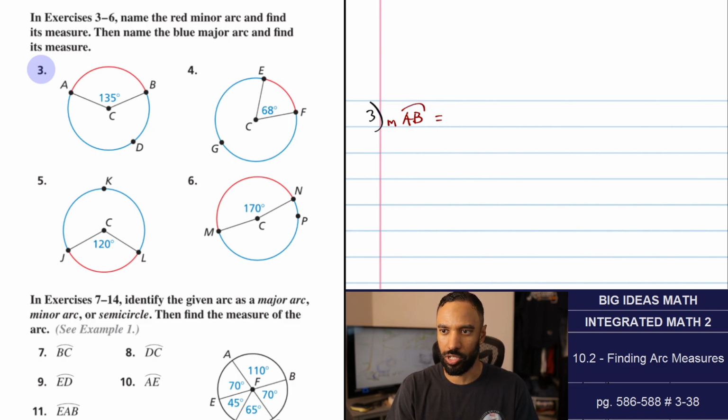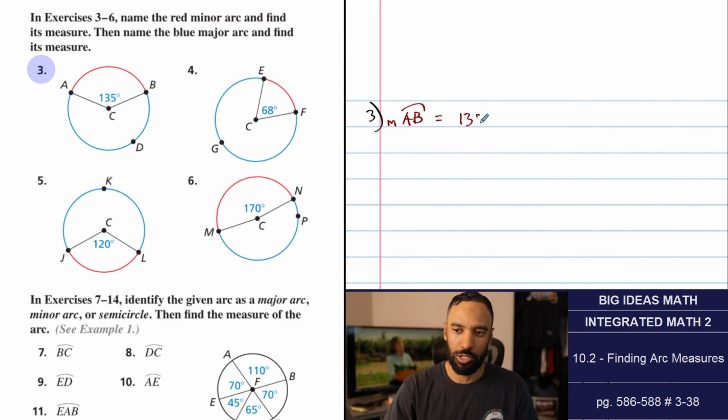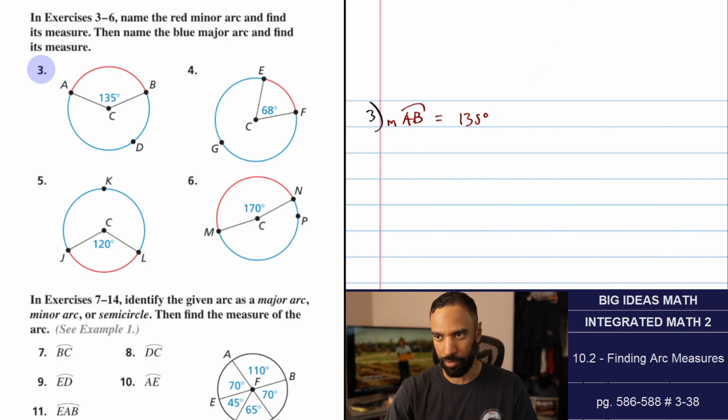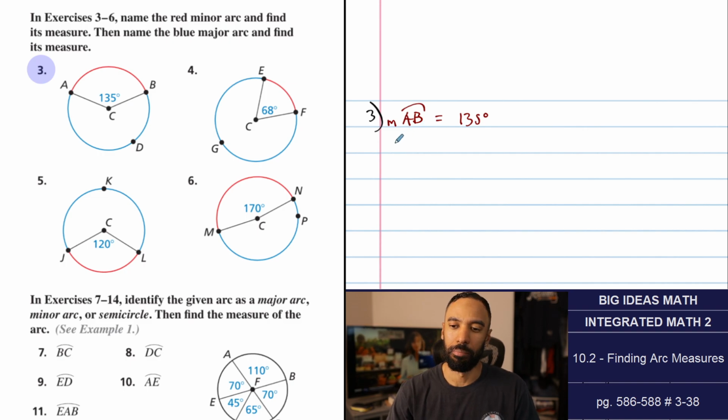I'll make it red, but I'll just have it as that color, if that's okay. Okay, measure of arc AB is 135 degrees because its central angle is 135 degrees. Now, the major arc is in blue. We're going to use 3 letters. We go from A through D to B. So we'll call it arc ADB.